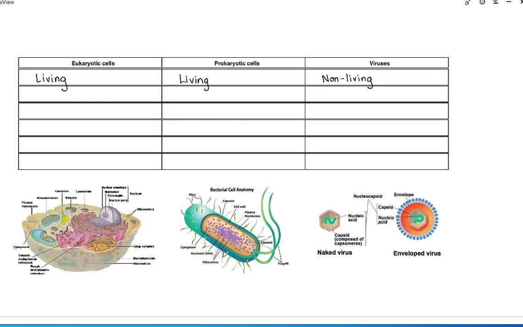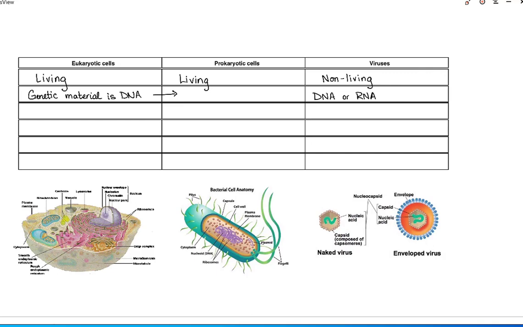Well, let's take a look at the genetic material. All living things use DNA as their genetic code. Viruses can use either DNA or RNA, but not both. So viruses are actually defined by what type of genetic material they use. For instance, COVID-19 or coronavirus, SARS-2 and SARS-1 actually as well, uses RNA, whereas herpes viruses use DNA. So there's an example of a difference.